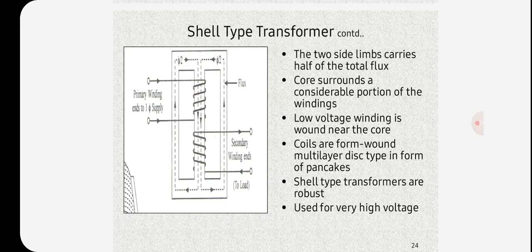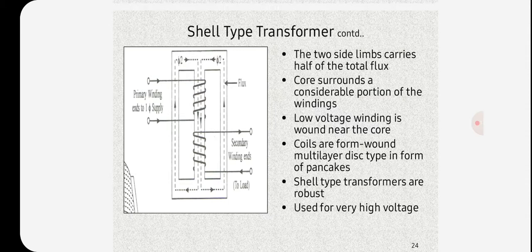Shell type construction is used for low voltage, low power transformers. For a given output and voltage rating, a shell type transformer requires more iron but less conductor material as compared to core type transformers. This construction is commonly used for small rating transformers.